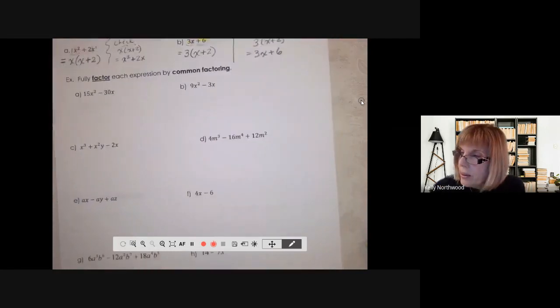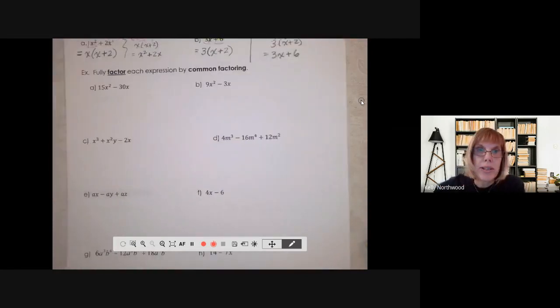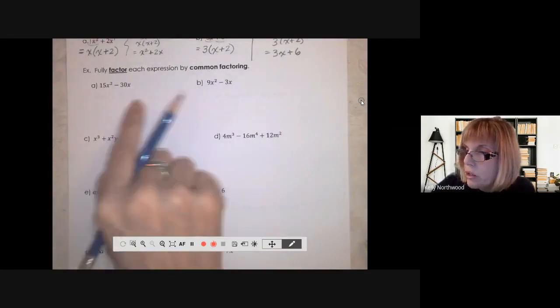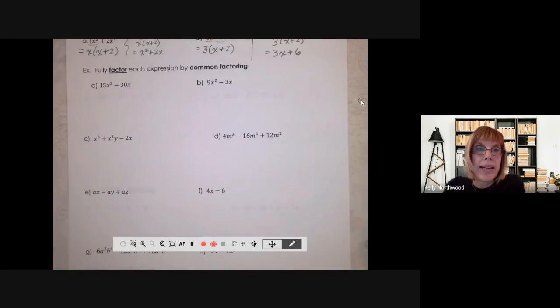All right, so now we're just going to factor. I'm going to give you a minute to try the first two, A and B, and then I'm going to take them up. So first you're looking to find the greatest common factor. And then you're trying to get what goes in the brackets, either by what you need to multiply by or by mentally dividing.